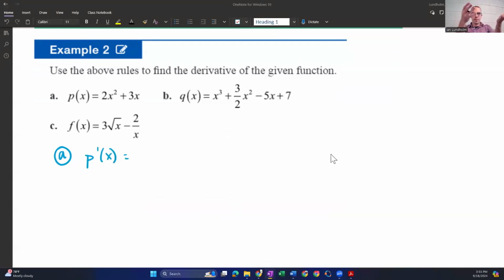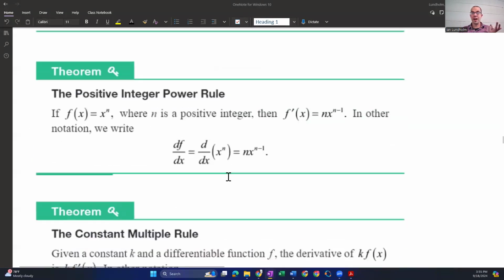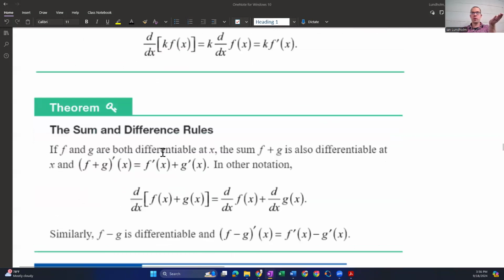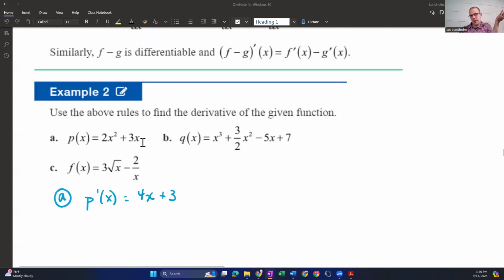If we use the positive integer power rule there, we're bringing that 2 down so that this becomes 4x, and we're leaving just a power of 1 on the x because that 2 gets subtracted by 1. So that first term becomes 4x, and then the second term becomes 3. Both of those are positive integer power rules. It happens twice. Technically, we can do the positive integer power rule twice because the sum rule is a thing. So technically, we're using the sum rule and the power rule on the same problem.